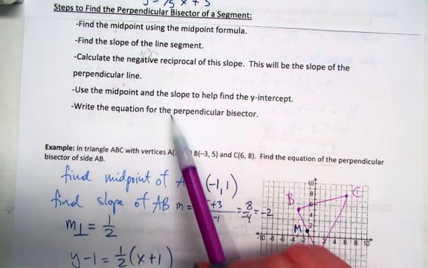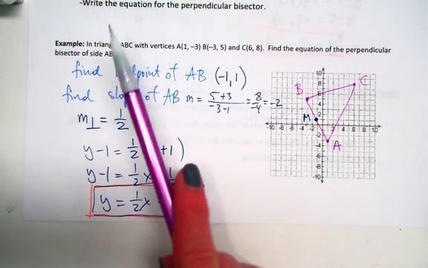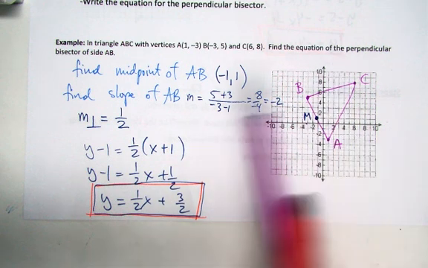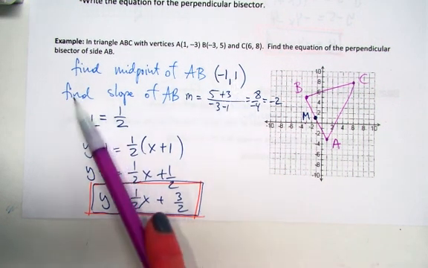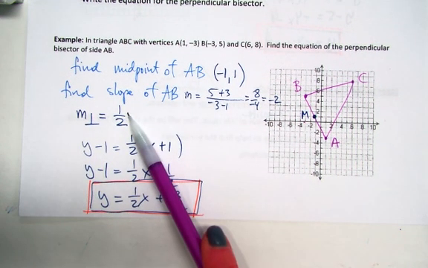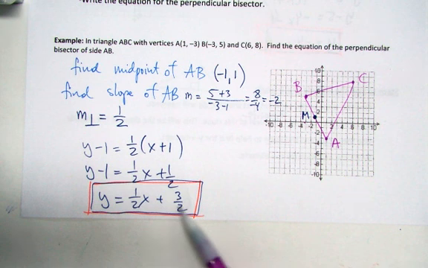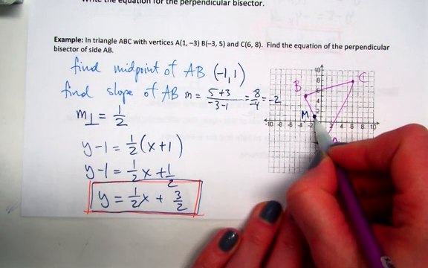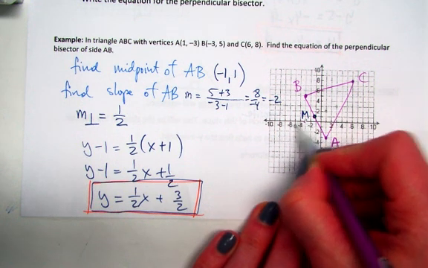In this example right here, in the triangle ABC, with ABC looking like this, find the equation of the perpendicular bisector of side AB. Find the midpoint of AB is the first step. Find the slope of AB. Write the opposite reciprocal slope, use your midpoint and the perpendicular slope to figure out this equation. So if I was to go from the midpoint, up by 1 over by 2, up by 1 over by 2, down by 1, and left by 2, this would be the perpendicular bisector of this side. Make sure that all of your notes are completed.